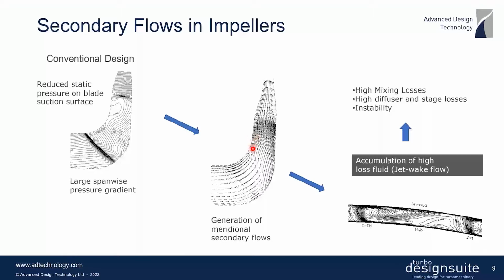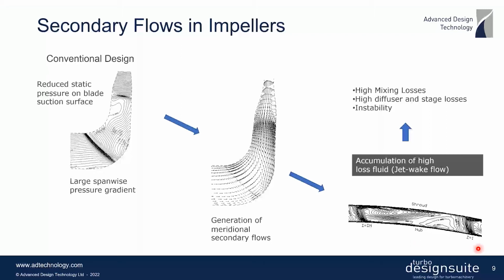corner. And in fact, if you look at the exit flow from the impeller, you can see the accumulation of this low momentum fluid at the exit plane, right here. And what this means is you actually get a high velocity region at the hub pressure surface corner here. And this flow non-uniformity at the exit of the impeller is often known as the jet wake flow. And this has a major adverse effect on the performance of the pump stage.